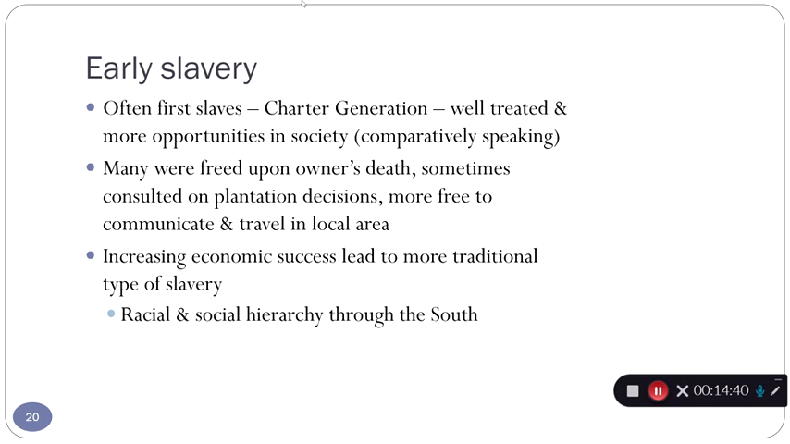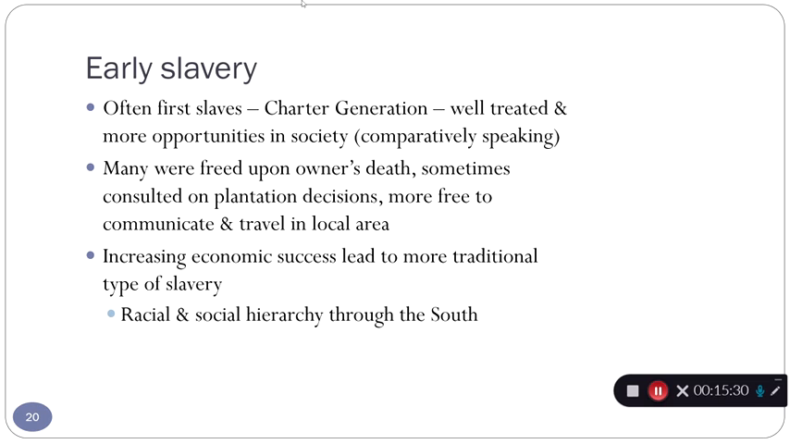The initial slave system, while it's not an enjoyable thing by any stretch of the imagination, is somewhat less violent than the way it will become later. And partially this is because of the numbers involved, right? Again, until the 1700s, you're not talking about large plantations with hundreds or thousands of enslaved people working on them. The economics of the situation mean that the slave owner and the enslaved person both will have some kind of vested interest in the operation of the system.